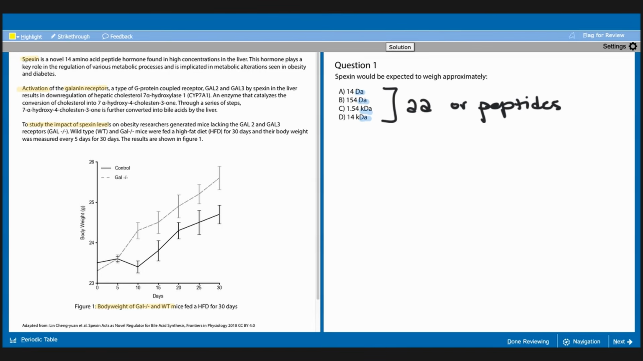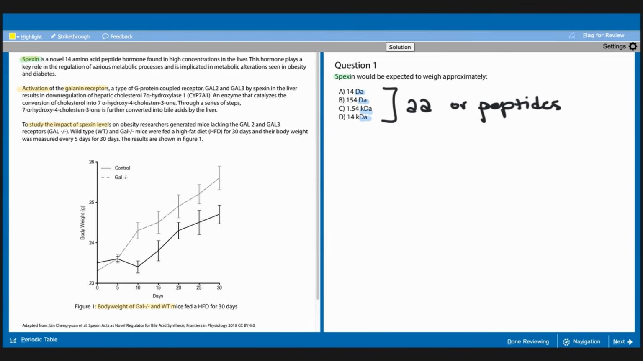From there, I'm going to think about keywords. For me, the keyword would be spexin, since that's not something that I'm expected to know about outside of the context of the passage. When I go back to triangulate, I'm going to be thinking I need to go back to the very first part of this paragraph, since that's where they describe spexin, and I'm thinking I need to look for some information that contains amino acid or protein content areas.